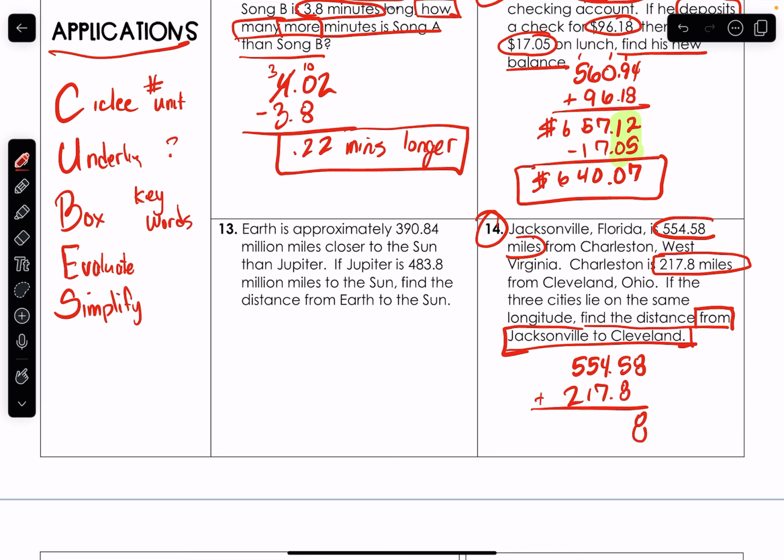All right, 8, 13, carry the 1, 11, 12, carry the 1, 7. So 772 and 3,800 miles apart from each other, from Jacksonville to Cleveland. All right, now that you have a good handle on this, if you have any questions, just reach out and talk to me, and I'd be happy to help you.